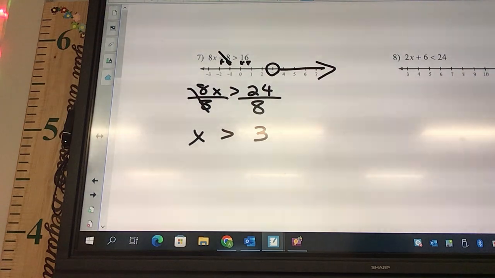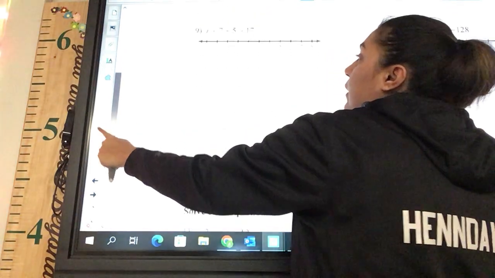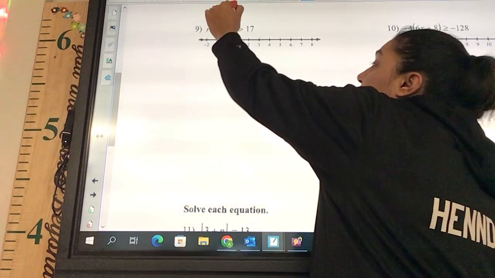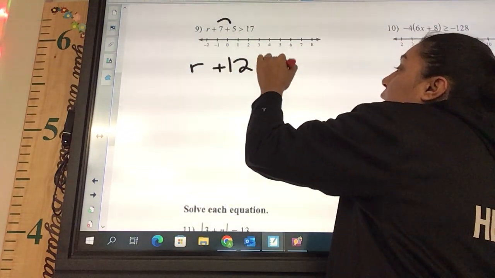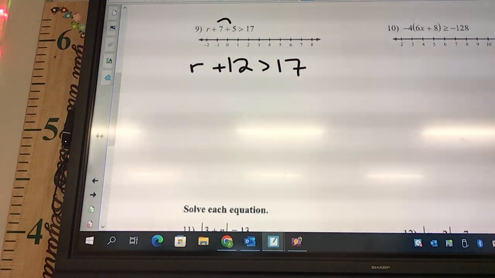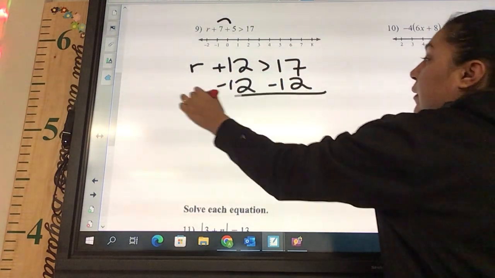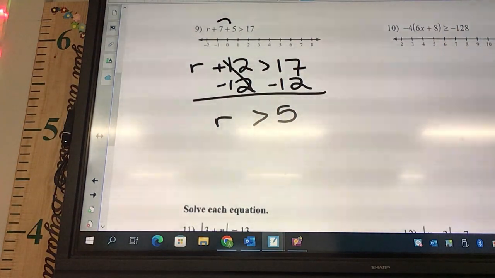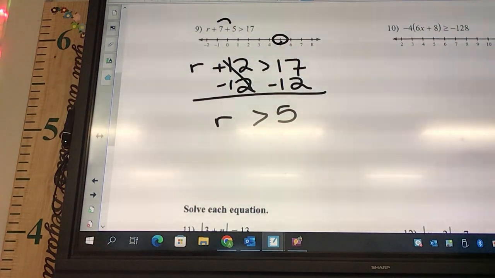Okay, number 9, what needs done first? Combine. Okay, so 7 and 5 is going to give me 12. Okay, and then what? Subtract 12. Okay, so on the 5, is that going to be open or closed? Open. Going which way? Right. To the right.